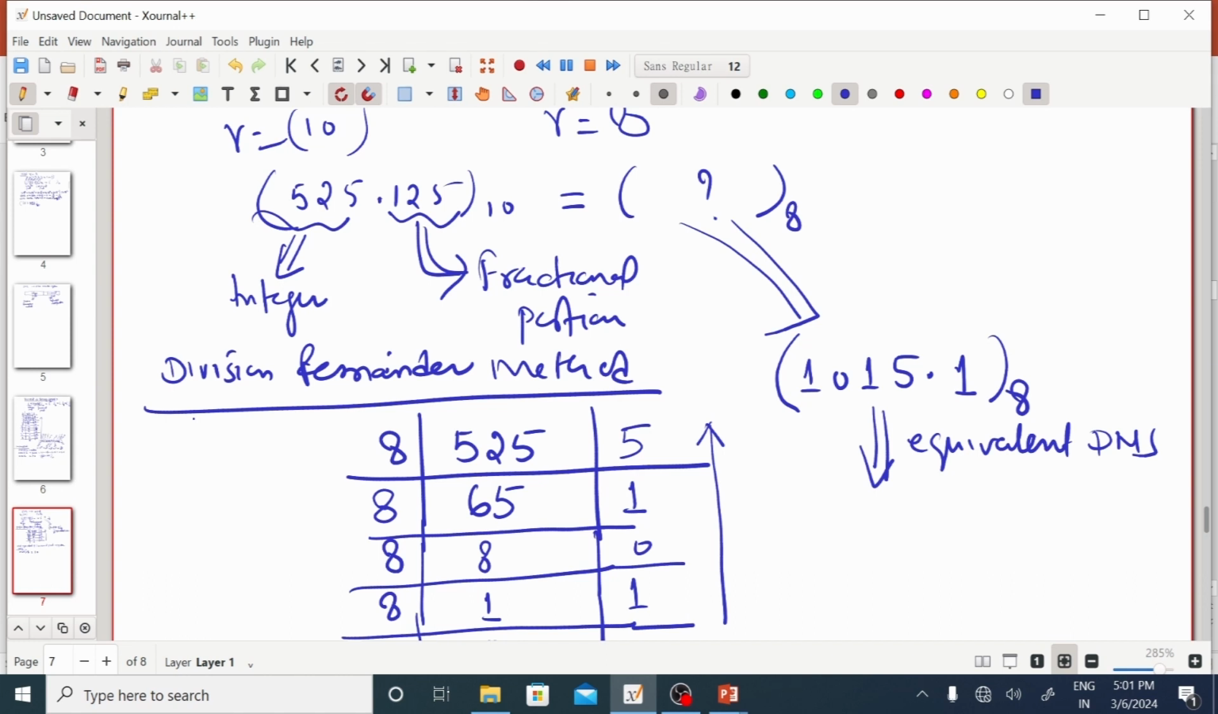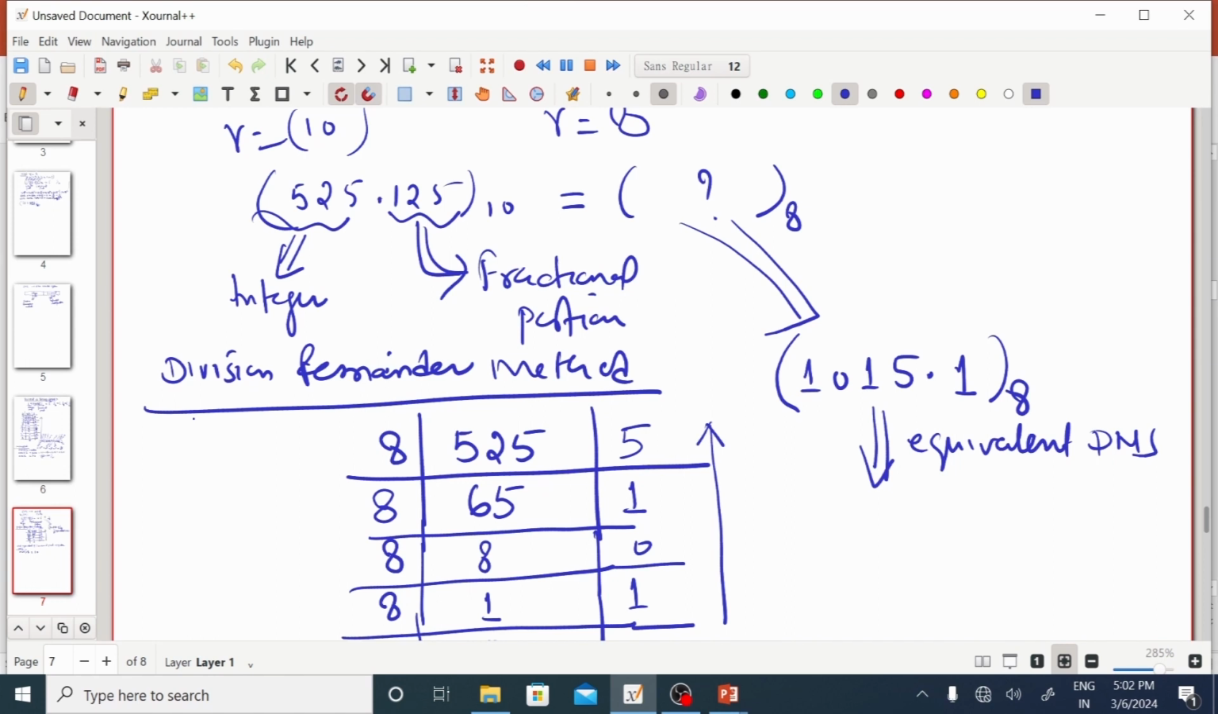The positioning means indexing of integer portion digits starts from 0 and indexing of fractional portion digits starts from 1. So fractional portion digits are multiplied by r to the power minus 1, r to the power minus 2, and integer portion digits are multiplied from r to the power 0, r to the power 1, r to the power 2 and r to the power 3.